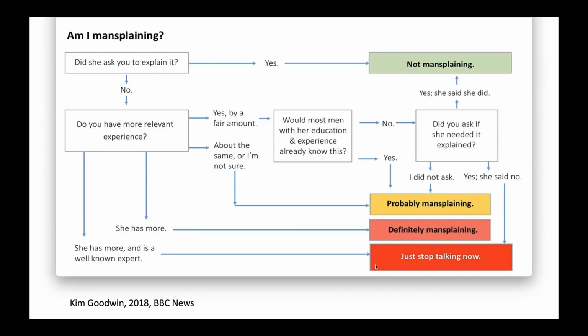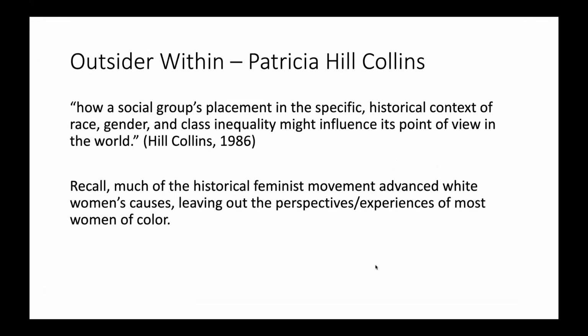Remember that women didn't have the right to vote until the early 1900s. And so again, a great deal of our systems of governance were in place before there was the opportunity to vote, go to school, to own land, all of those things that are core to our systems of society and governance. Patricia Hill Collins is a very, very famous feminist scholar, and she said how a group's placement in a specific historical context of race, gender, and class inequality might influence their point of view in the world.